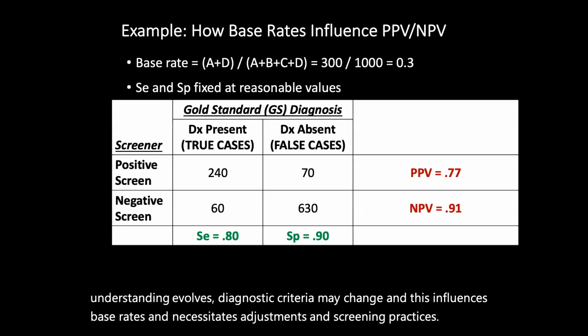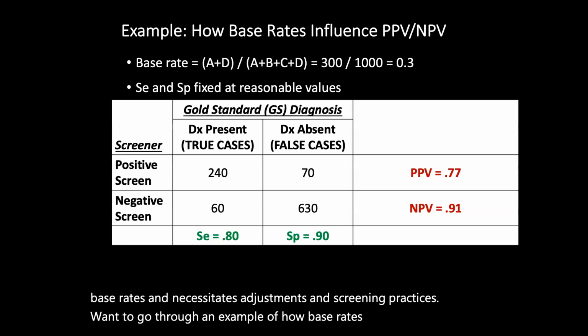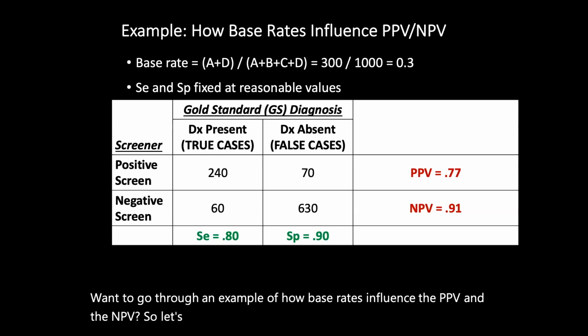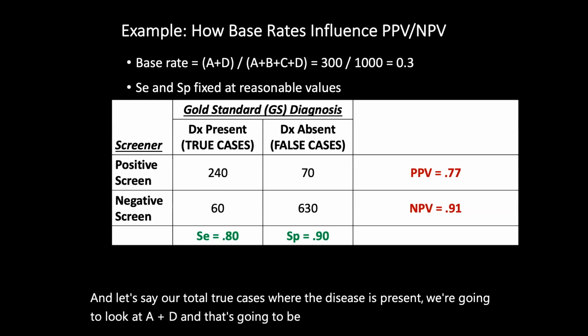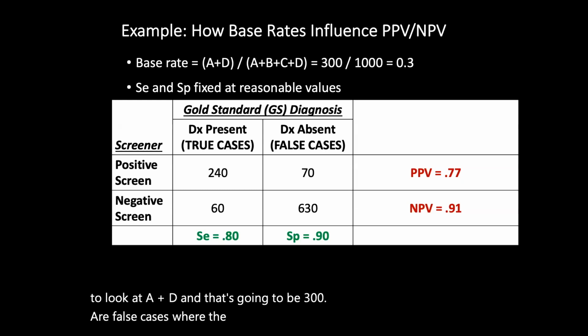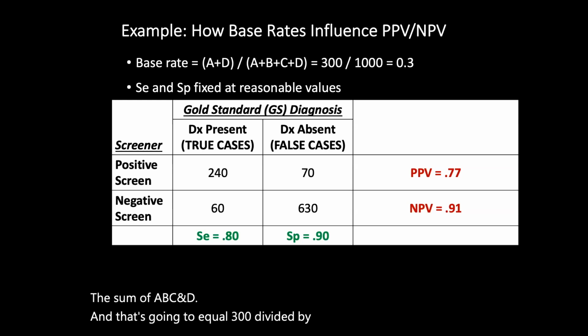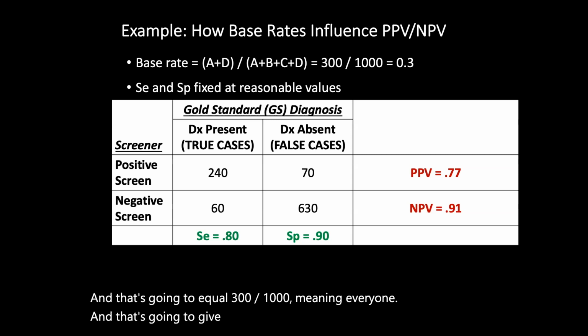I want to go through an example of how base rates influence the PPV and the NPV. Let's say we have a total population of 1,000 people, and let's say our total true cases where the disease is present, we're going to look at A plus D, and that's going to be 300. Our false cases where the disease is absent is going to be 700, that's B plus C. Our base rate is A plus D divided by the sum of A, B, C, and D. And that's going to equal 300 divided by 1,000, meaning everyone. And that's going to give us 0.3 as our base rate.